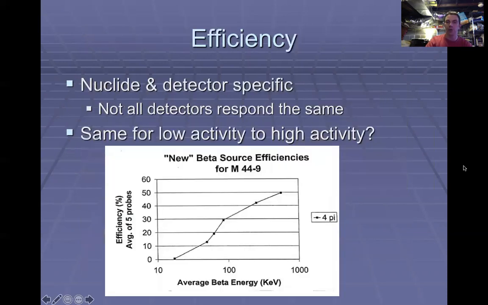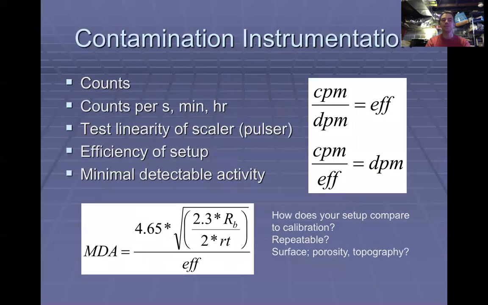There was a question posed on the last one about the same for low activity and high activity. Going back to the GM side, we know that at high activities, you actually lose some counts. There's some dead time, there's some saturation where you actually lose counts. So they're not going to be the same efficiency. The higher count rates, the higher activities, are actually going to be lower efficiency because you're missing more counts.